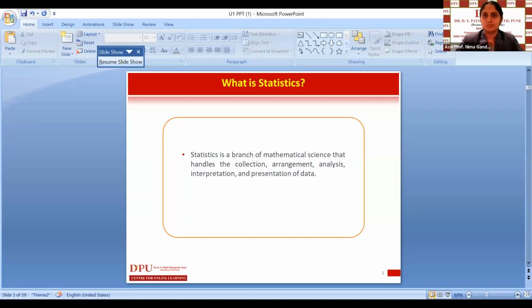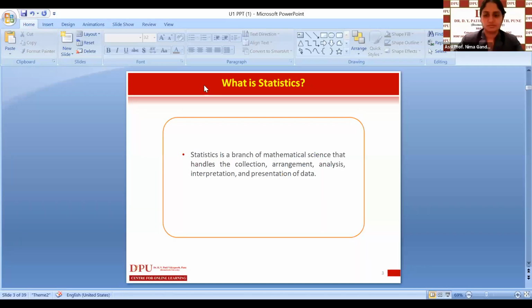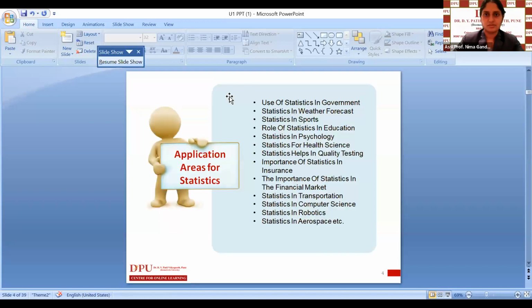I'm on slide 2. Basically slide 4. Slides changing. I'm on slide 4. Slide number 4.